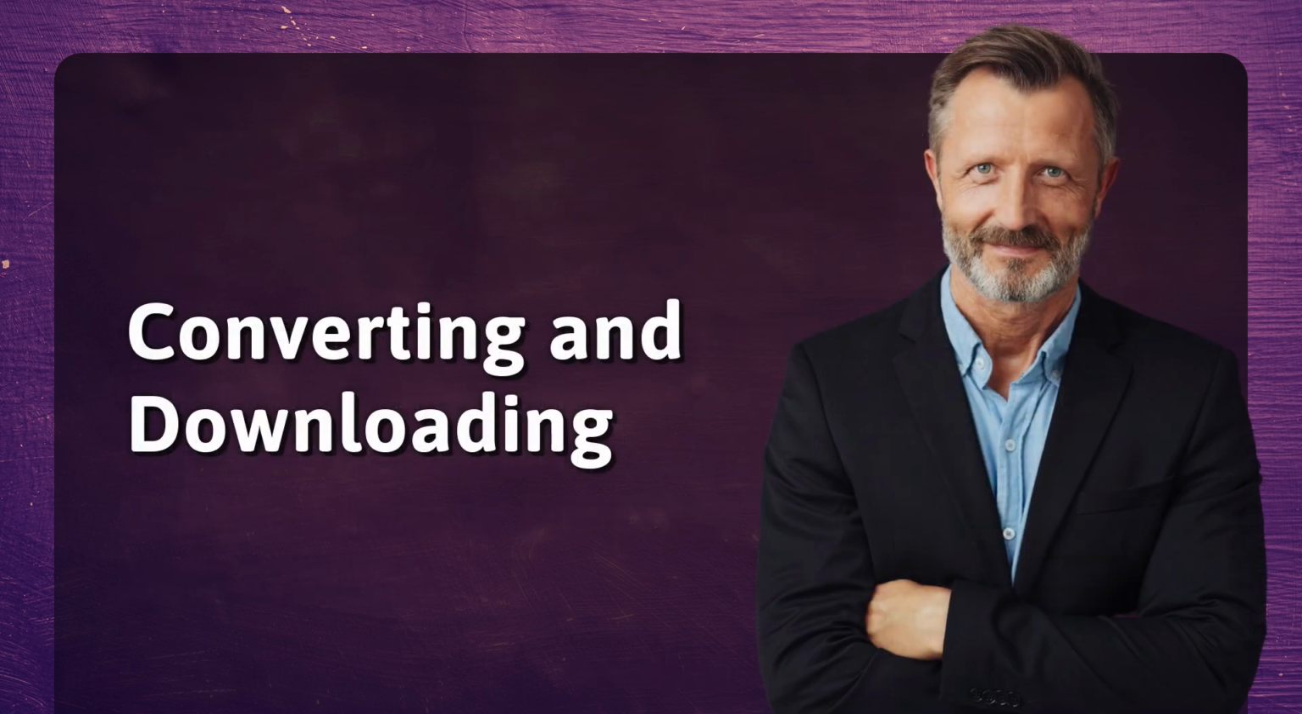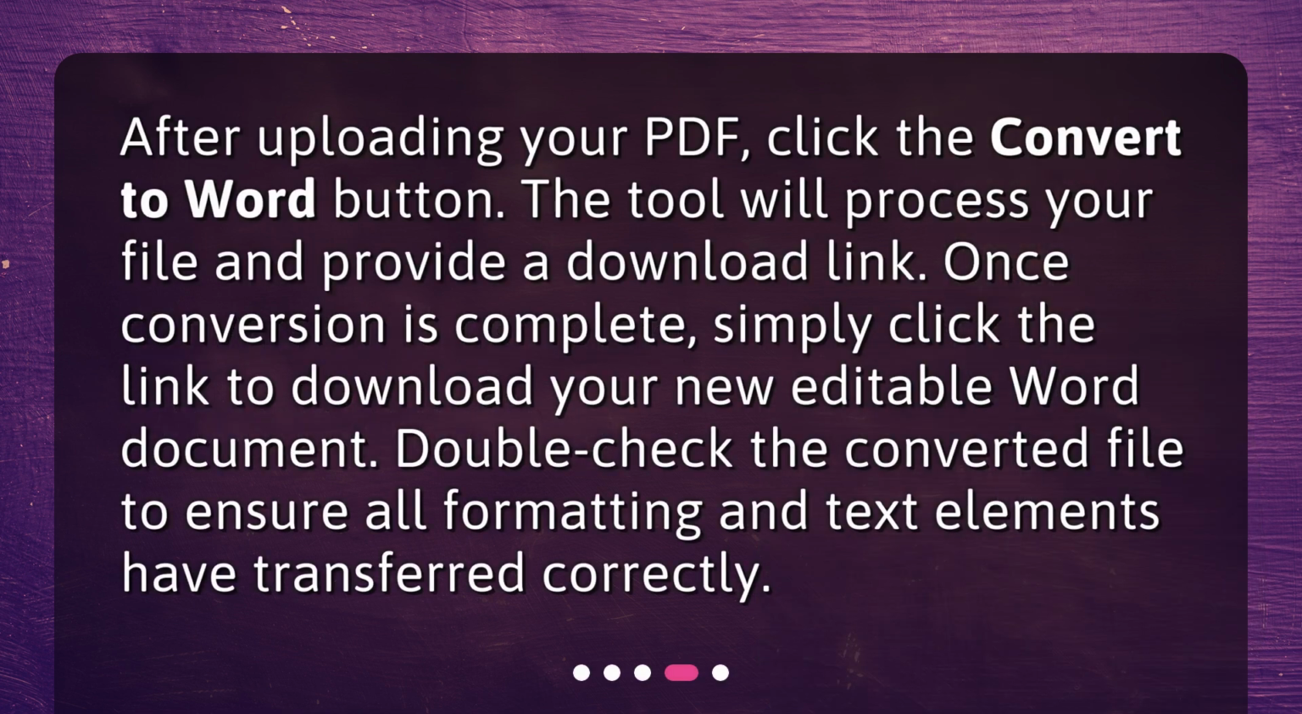Converting and downloading. After uploading your PDF, click the Convert to Word button. The tool will process your file and provide a download link. Once conversion is complete, simply click the link to download your new editable Word document. Double-check the converted file to ensure all formatting and text elements have transferred correctly.